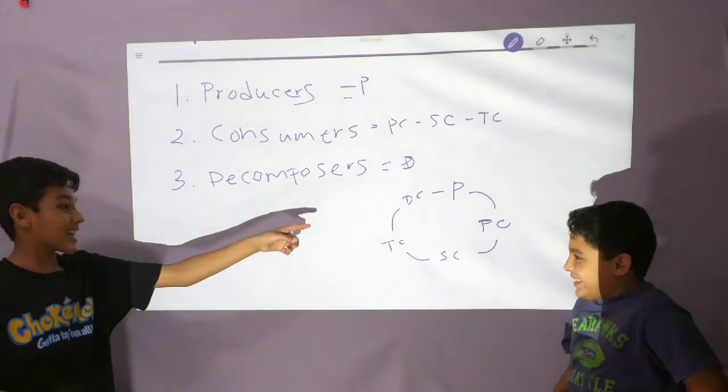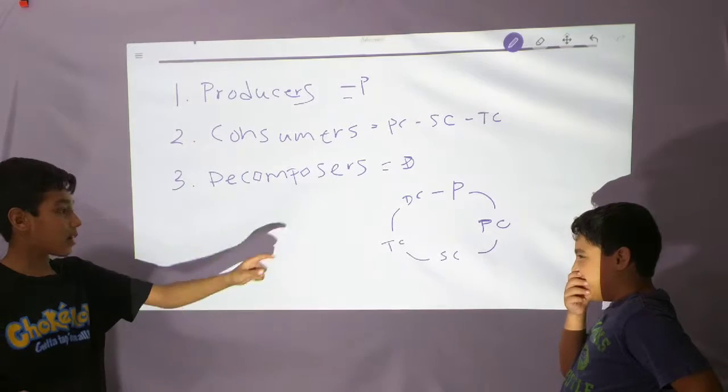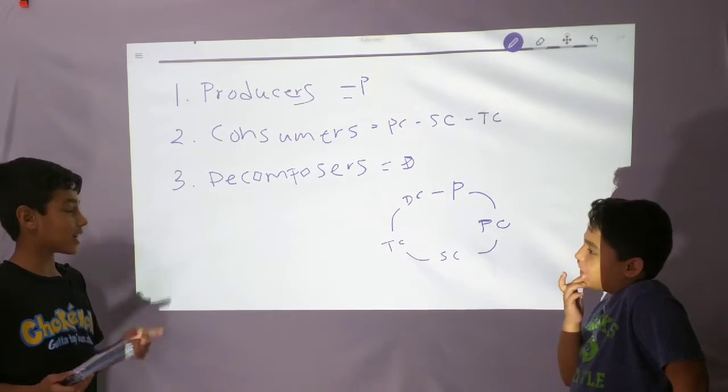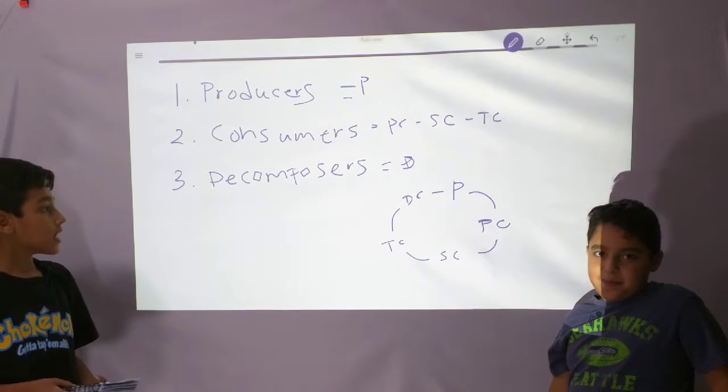So this is the order that they go in. Producers, primary consumers, secondary consumers, tertiary consumers, and decomposers. It's a cycle.